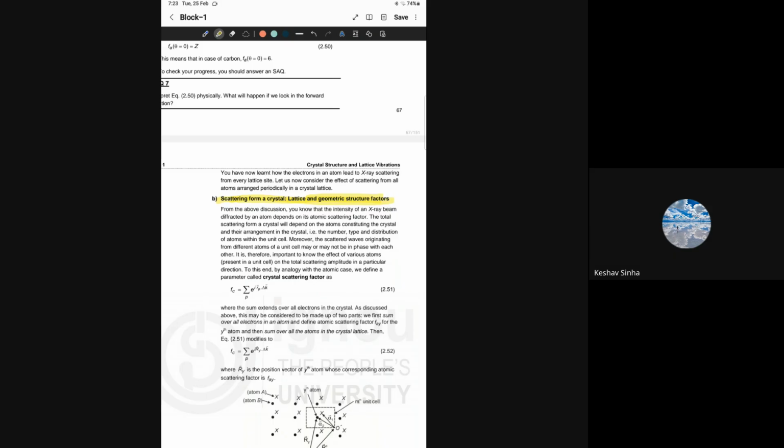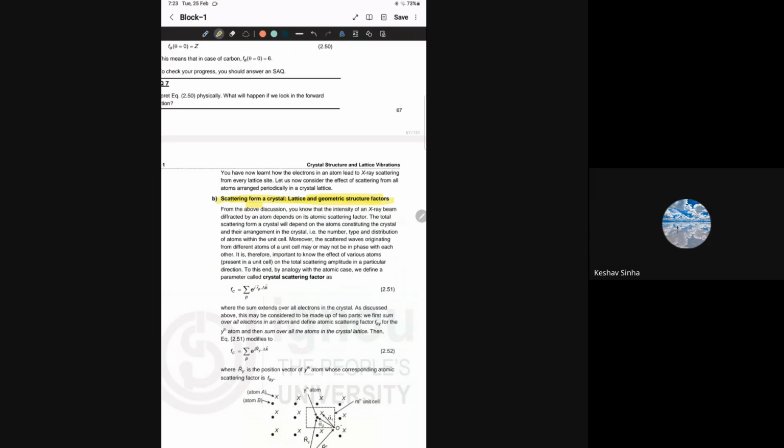Okay, we may start again. Scattering from a crystal. There is a typo over here. Scattering from a crystal. Lattice and geometric structure factors. It says that from the above discussion, you know that the intensity of an X-ray beam diffracted by an atom depends on its atomic scattering factor.